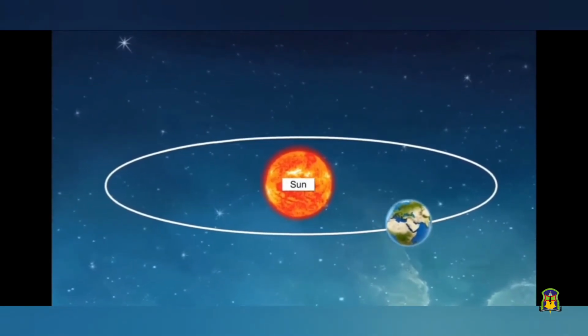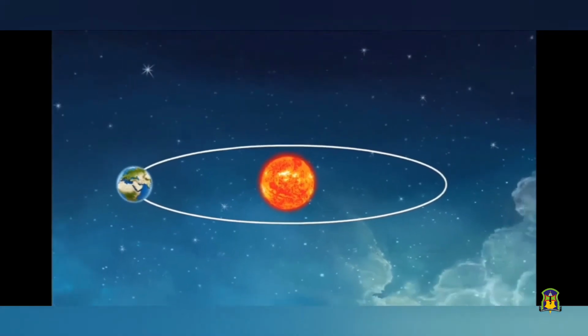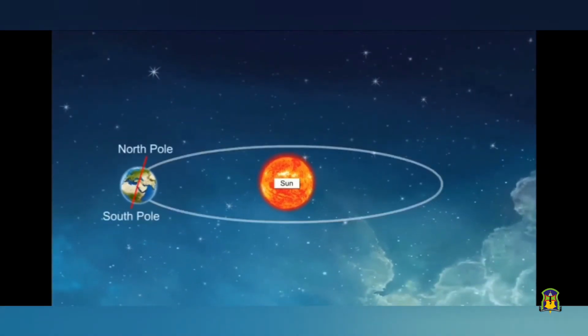When the earth revolves, the north pole comes in a tilted position towards the sun. At that time, the northern hemisphere experiences summer because sun rays reach the northern hemisphere more, such as in the month of June.